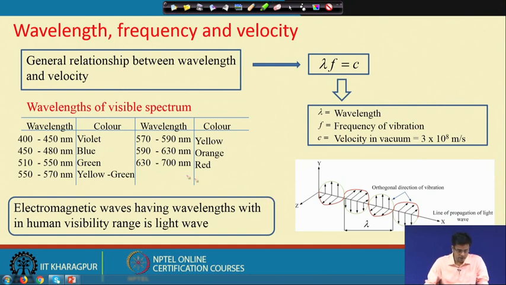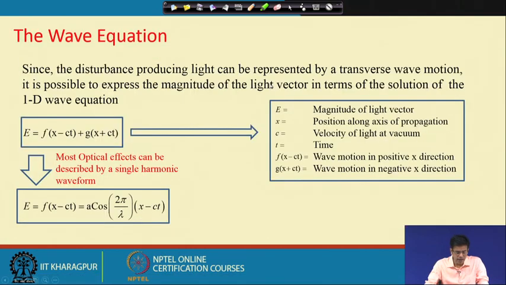Probably in our childhood we have understood it. The 400 to 700 nanometer range, we know, is the visible spectrum of light. Essentially, light can be defined as a radiation of electromagnetic wave, and it is the human visibility range. So this is the basics of light.